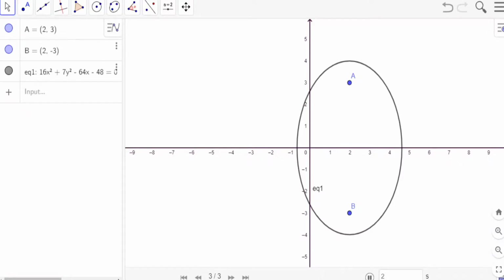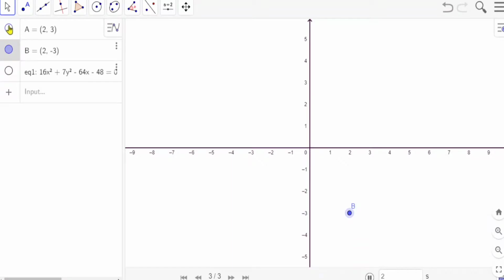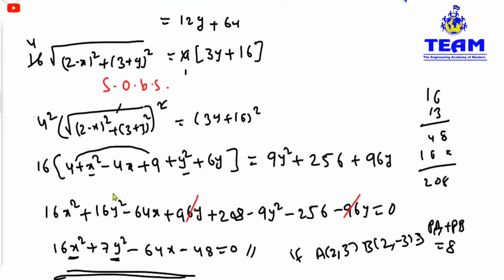Now you see here what equation you have. First, what are the points we have? A is 2 comma 3, as given in the problem, and B is another point, B is 2 comma minus 3. And now we got a locus equation first, that is what we have actually. The locus equation is 16x square plus 7y square minus 64x minus 48 is equal to 0.